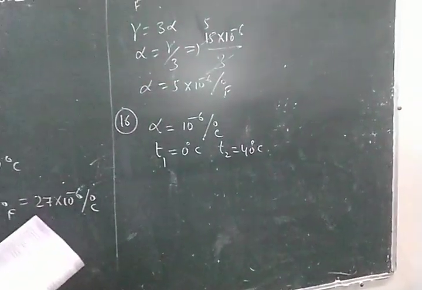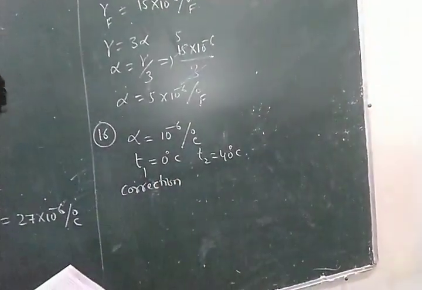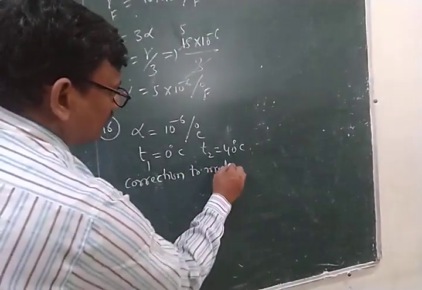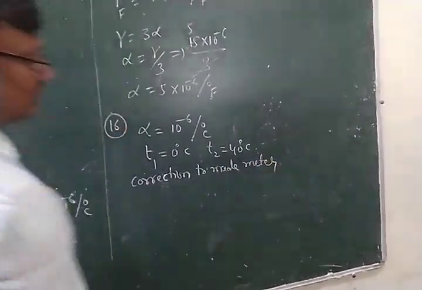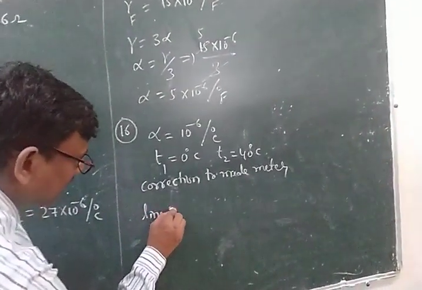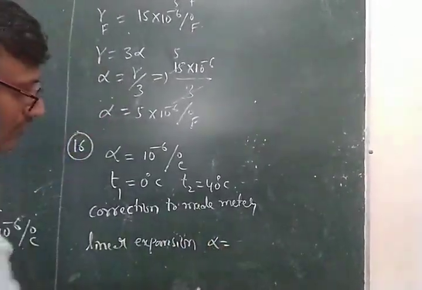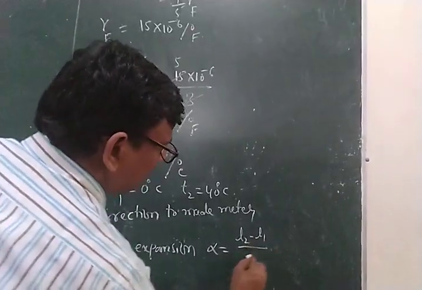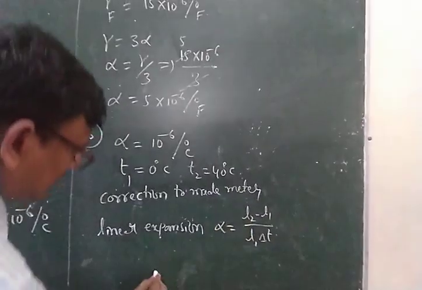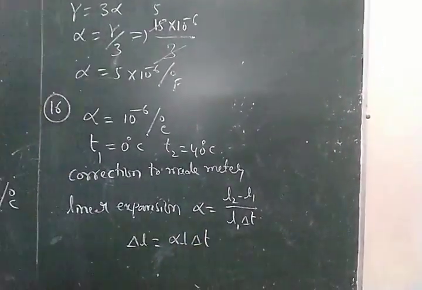Then we can find the correction made by every meter scale. Correction to the meter. We know the coefficient of linear expansion alpha is equal to (L2 minus L1) by (L1 into delta T). We can find the correction: delta L is equal to alpha into L into delta T.